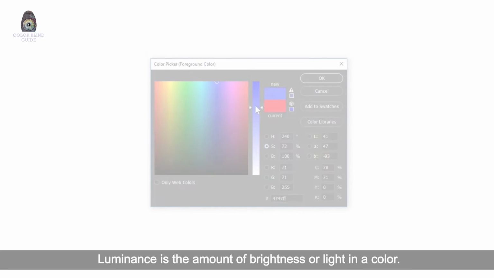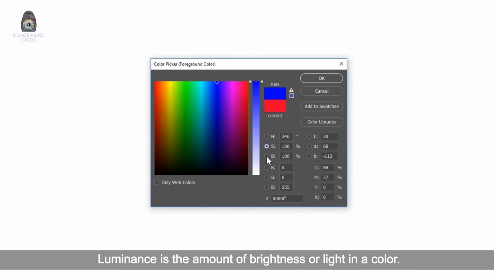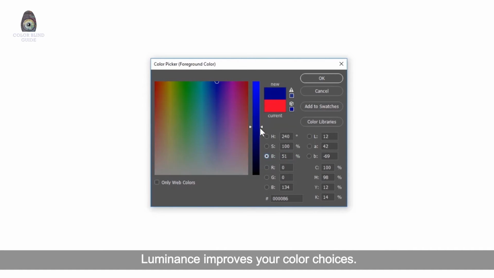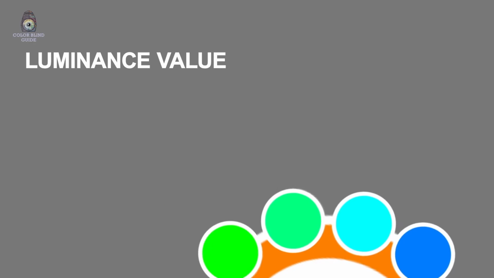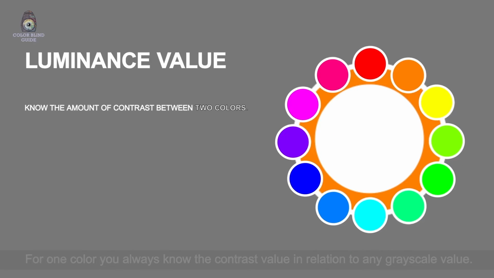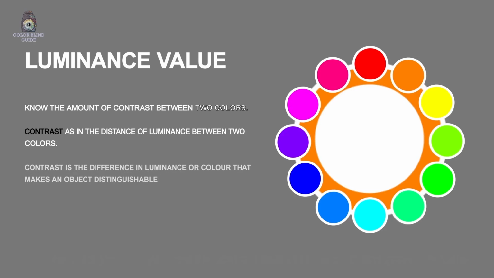Luminance or brightness. Luminance is the amount of brightness or light in a color. Each hue naturally has an individual luminance value. Luminance improves your color choices. When you know luminance values, you also know the amount of contrast between two colors, contrast as in the distance of luminance between two colors.